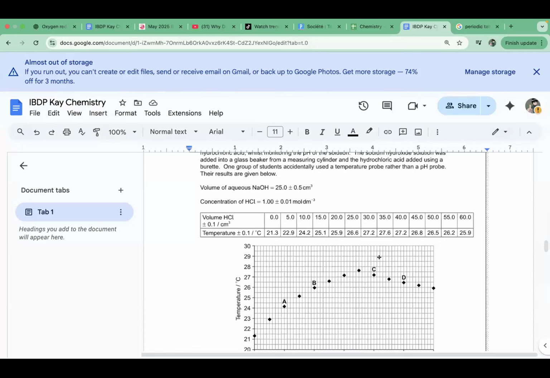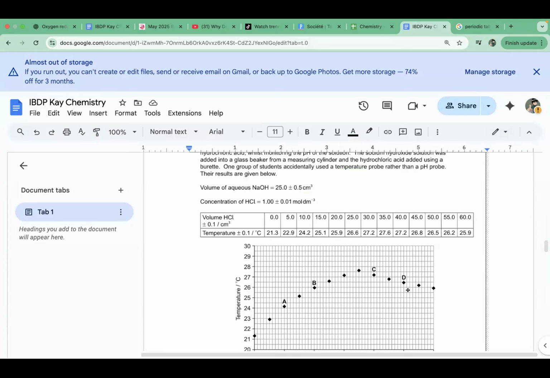So one group of students accidentally used a temperature probe rather than the pH probe in this acid-base titration, HCl and NaOH. The volume of the NaOH given is 25 plus or minus 0.05. We're taking this concentration of the HCl. So what we're doing is trying to measure the concentration.